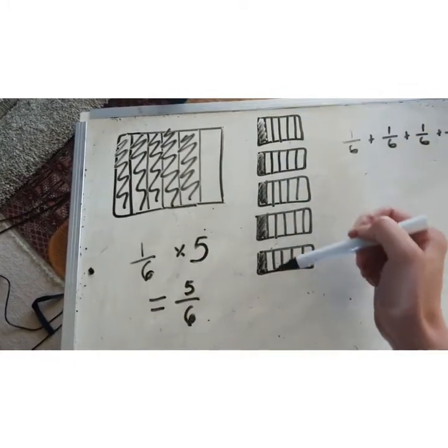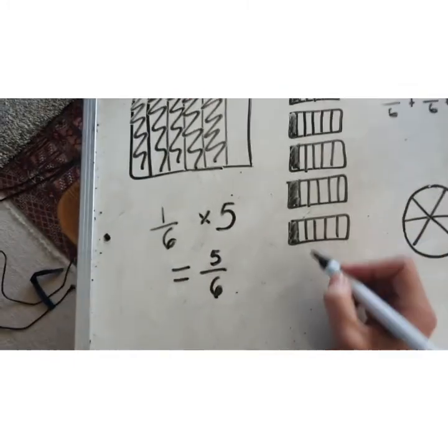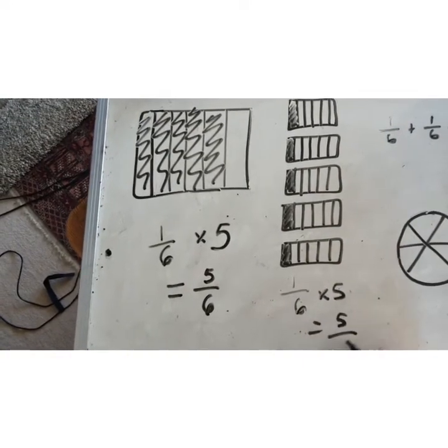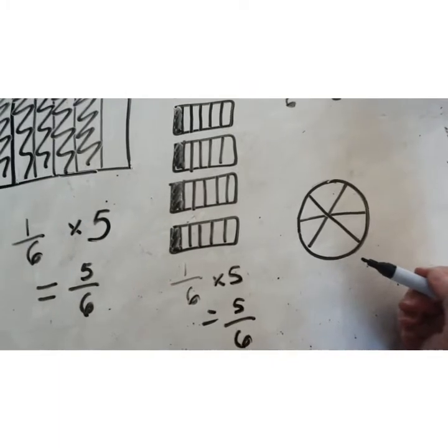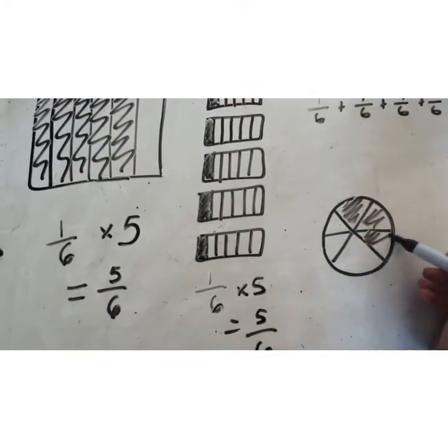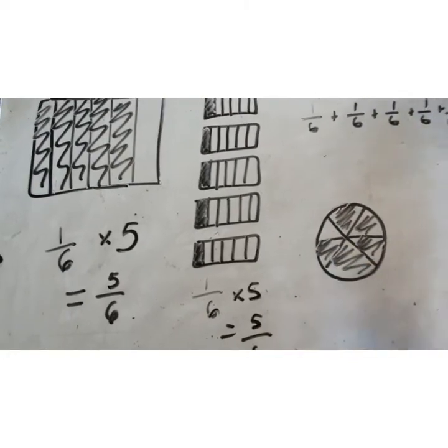If you've shown something like this, that is also correct. That is also showing 1/6 times 5 is 5/6. You could also do that on a circle. You could split a circle into sixths, and you could colour in 5 of those pieces.